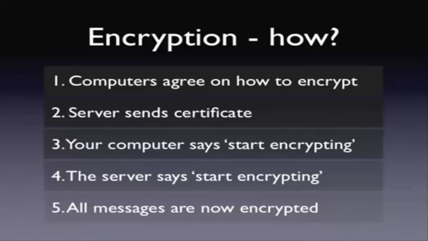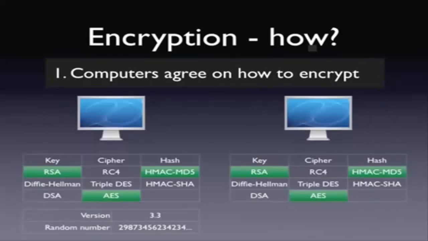Number one, the computers agree on how to encrypt the data between them. Number two, the server sends a certificate containing details about itself and a key to encrypt the data. Number three, your computer says start encrypting. Number four, the server says start encrypting. Now all messages are encrypted. So what I'm going to do is take you through each one of these five steps, explaining in detail how that works.